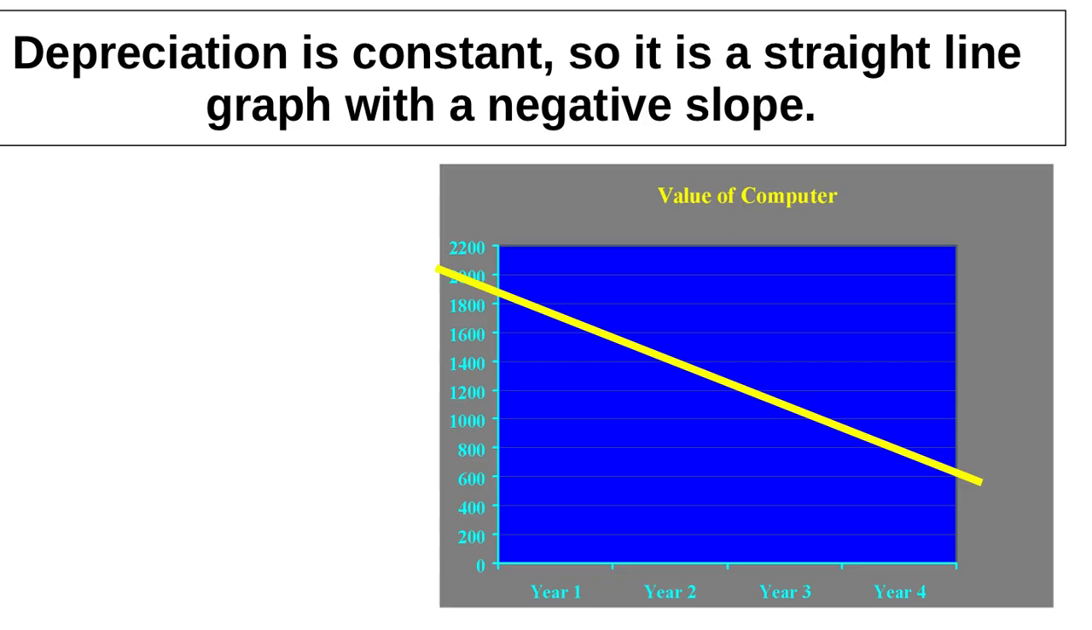Depreciation is constant, so it is a straight line graph with a negative slope. So always remember that it is constant, and what makes it a straight line is this straight line that you can actually see. That's the very reason why it's called the straight line method.